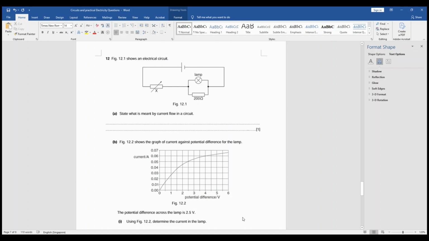Okay, next question. In an electric circuit, what is meant by current flow in a circuit? Okay, very simple. Just throw in a definition of current. Right, it's the rate of flow of charges, or electrons, in the circuit.